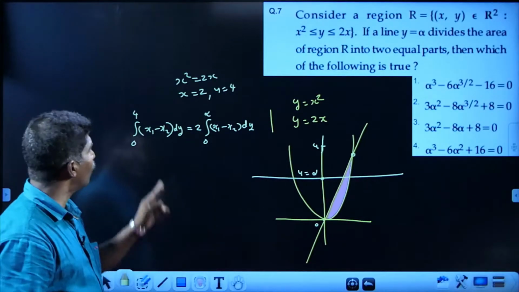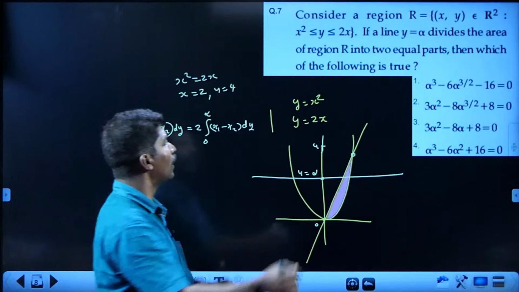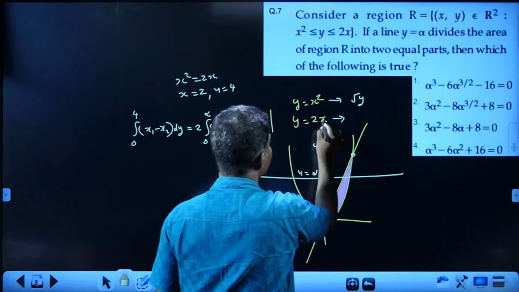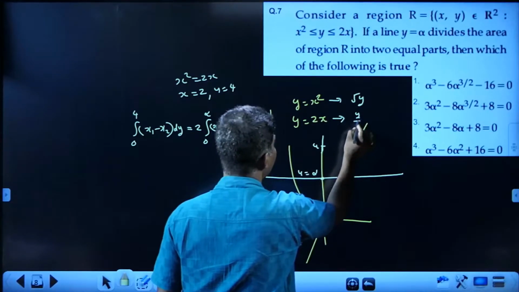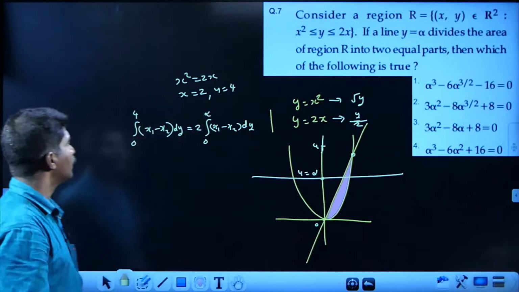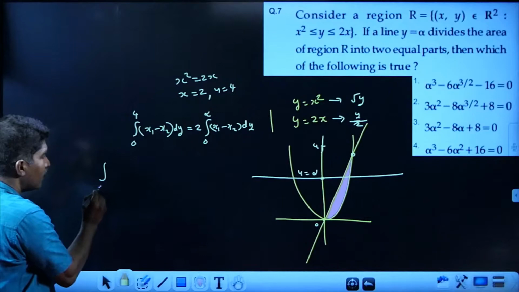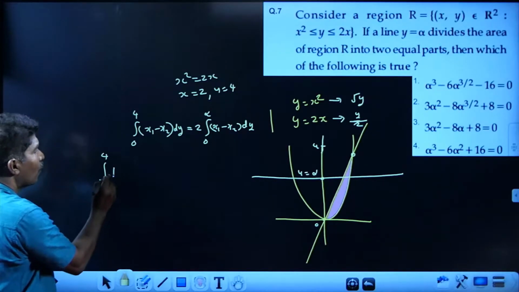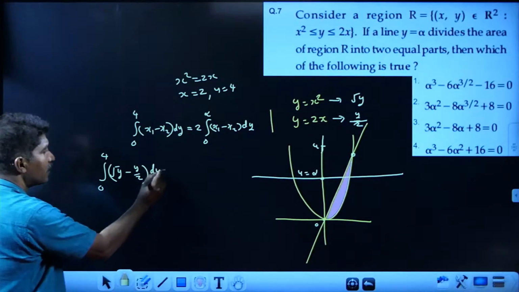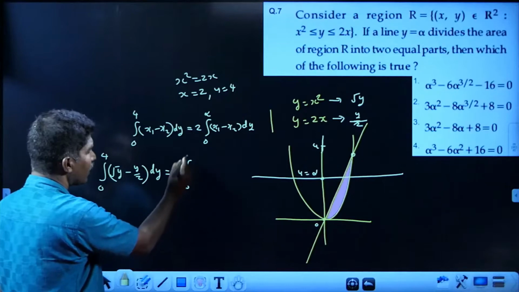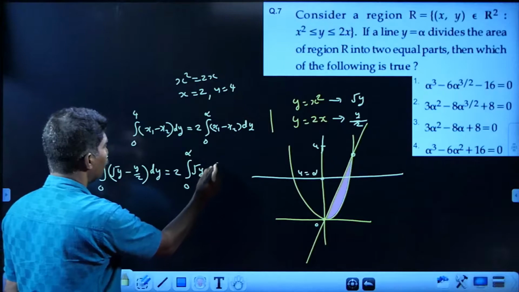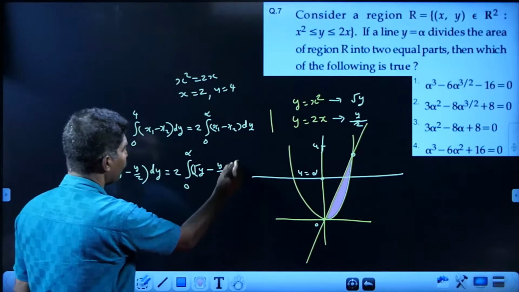Now, what is x1? From here you can take x1 equal to root 2y, and x2 equal to y by 2. So we will write it as integral 0 to 4 of (root 2y minus y by 2) dy is equal to 2 times integral 0 to alpha of (root 2y minus y by 2) dy.